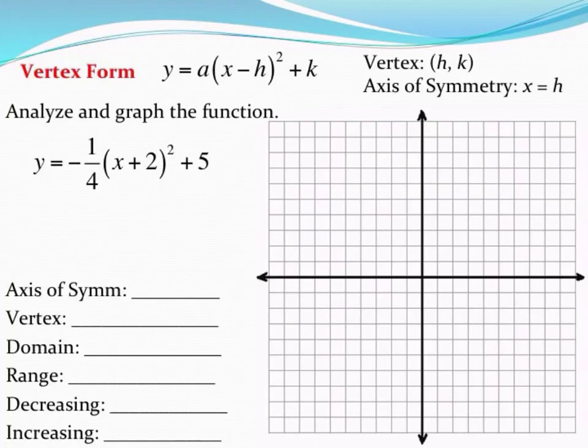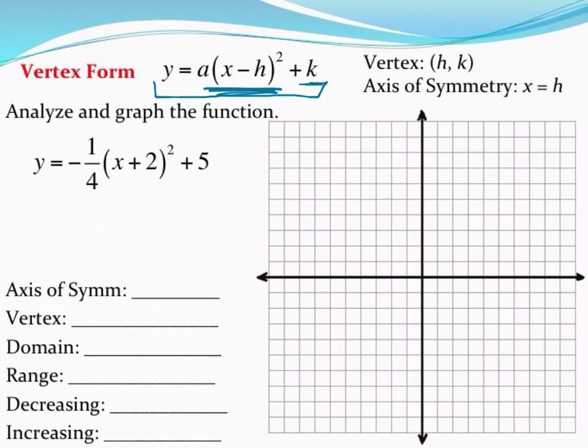Analyzing a quadratic that's written in vertex form is in many ways even easier than analyzing a parabola that's written in standard form. Your key for seeing that you're in vertex form is you'll have this set of parentheses, usually with that squared outside of it, and then adding a number at the end. If you don't see a number at the end, remember it's 0.